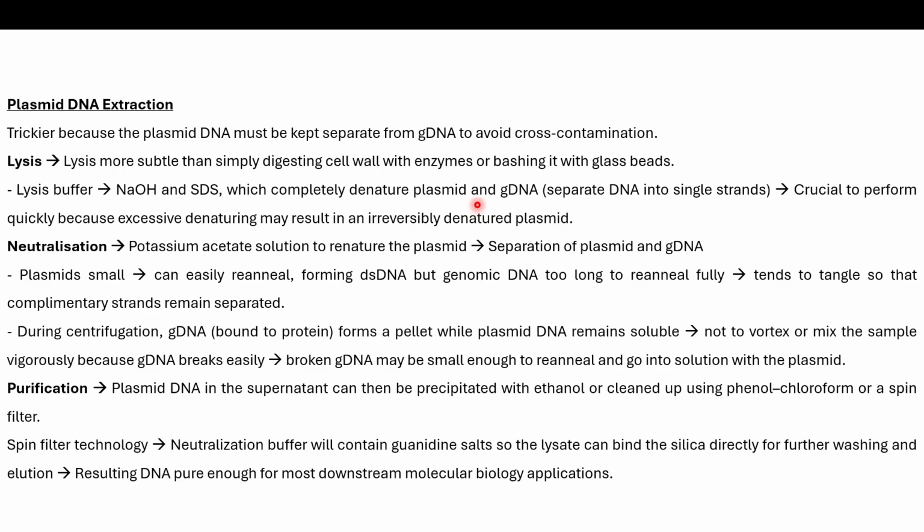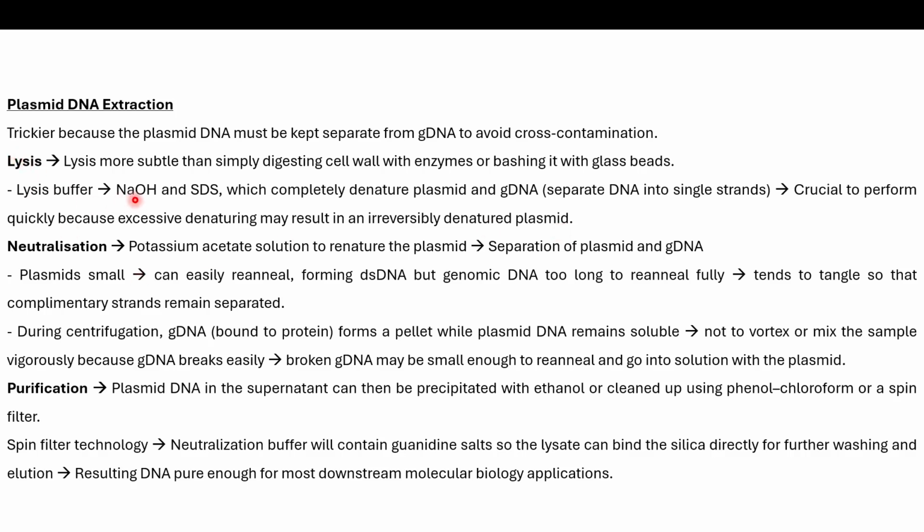So this complete denaturation of plasmid and genomic DNA is reversible if we let the solution stay for, suppose, 2 minutes or 3 minutes or something like that. There's a specific time-bound protocol which we have to follow. It has been tried and tested, and that standardized protocol says that if you exceed that particular time, letting it stay longer exposed to sodium hydroxide and the detergent SDS, it can irreversibly denature the plasmid and it would be of no use later.